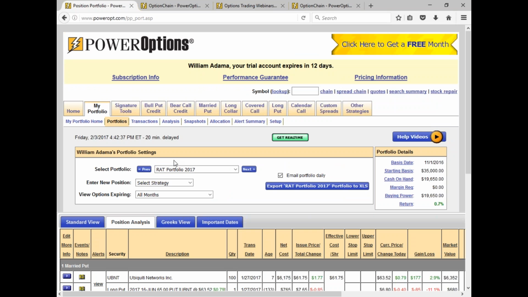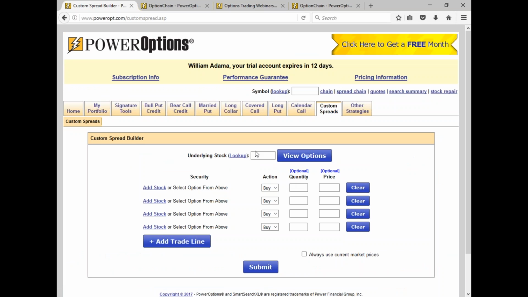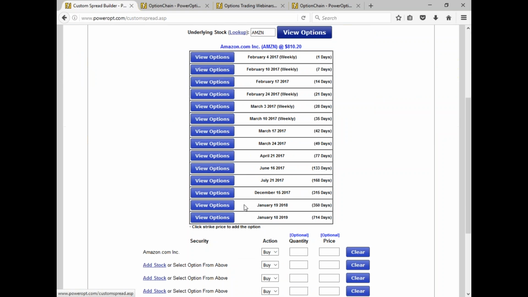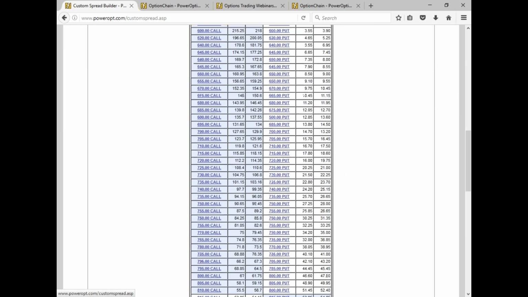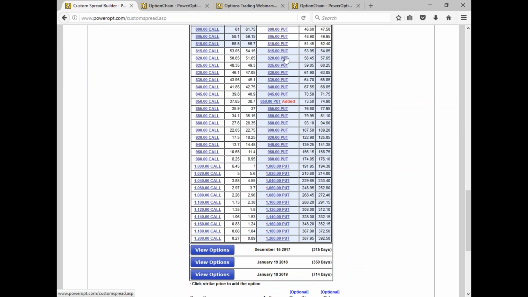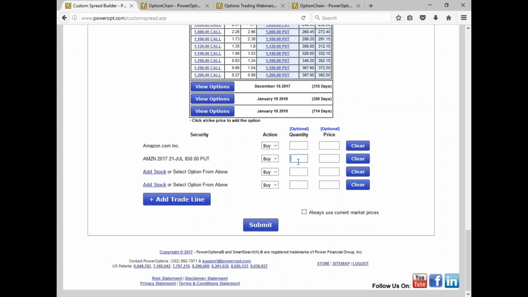Oh, well, that's not going to do us any good. Let's just go back to the custom spread tool. And let's see here. Amazon closed today at 810.20. I believe it was at about 830 2 days ago before earnings. So I'm going to put it on July 850. I'm going to put the price at $62.